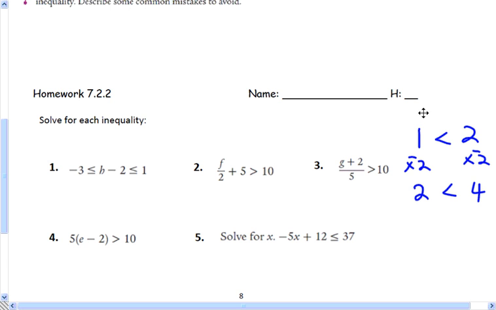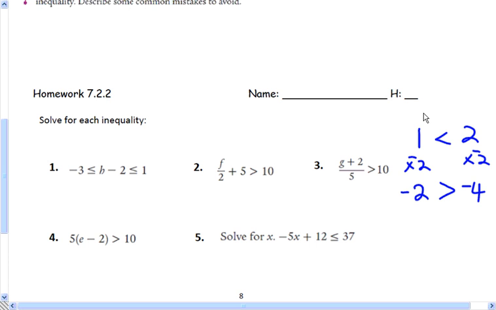Then I end up with negative 2 and negative 4, and here's where I have to be a little bit careful. Negative 2 is not less than negative 4. Negative 2 is actually greater than negative 4. And so I can multiply by negative 2, but I need to check the sign then and make sure that I reverse it when I'm doing that.